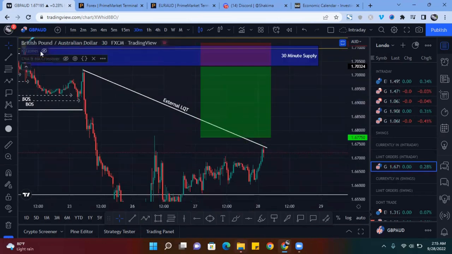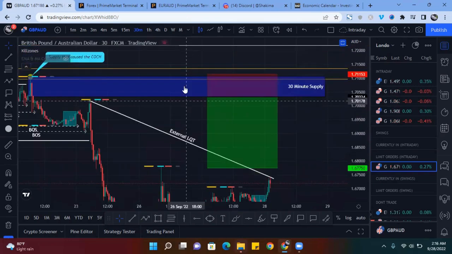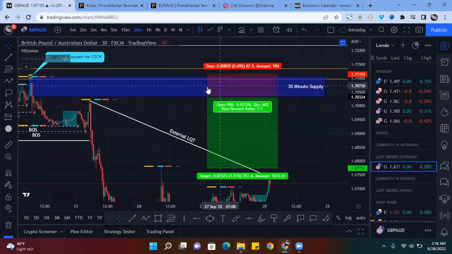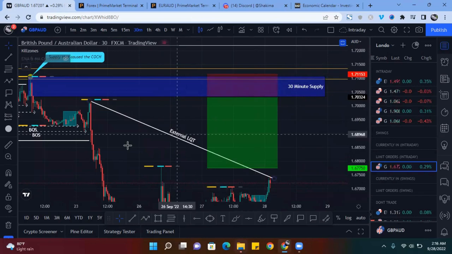And then you have Asian range and kill zones as well, but mainly Asian range. I use kill zones if there are kill zones that line up with your lower time frame point of interest, like your London and the New York kill zone right here, along with Asian range, and that's even more confluent.